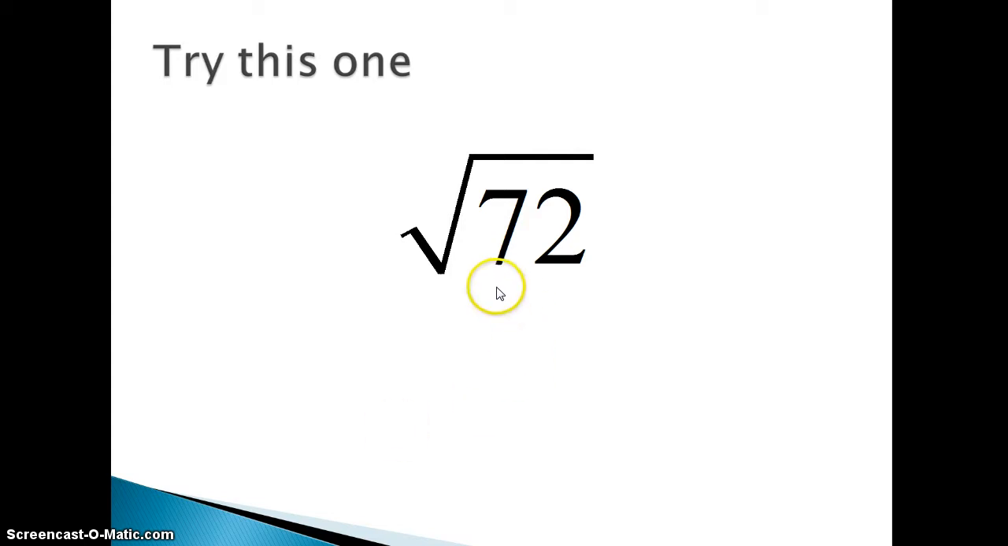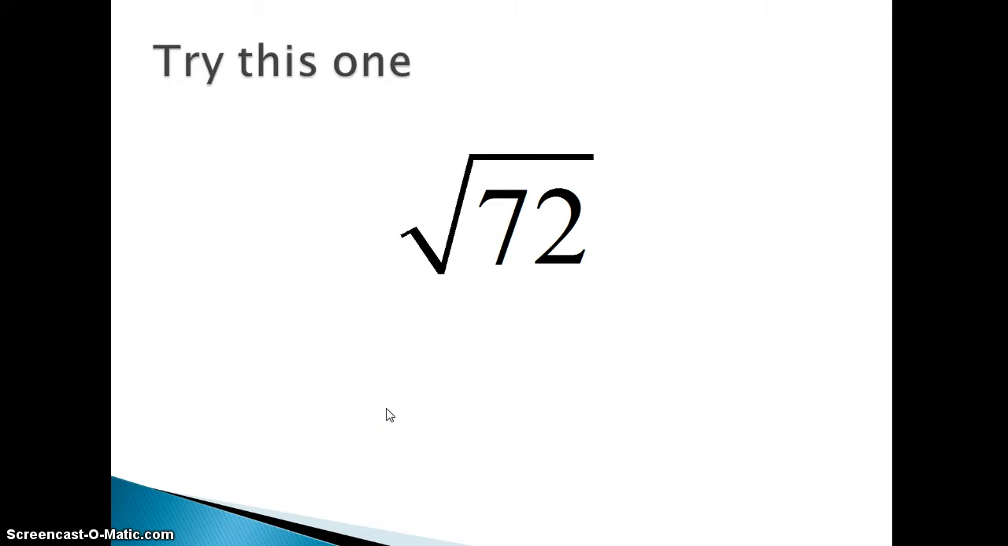You should know that there is not a number times itself that gives you 72, because 72 is not a perfect square. 8 times 8 is 64. That's too small. 9 times 9 is 81. That's too big. So how do we work with this square root of 72?